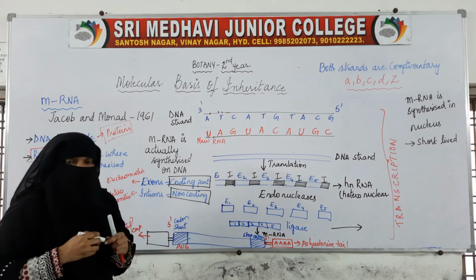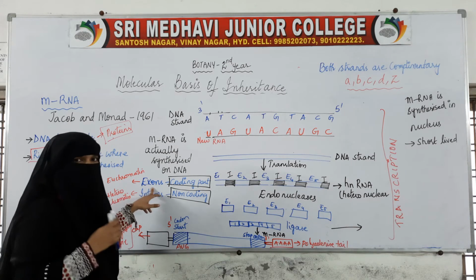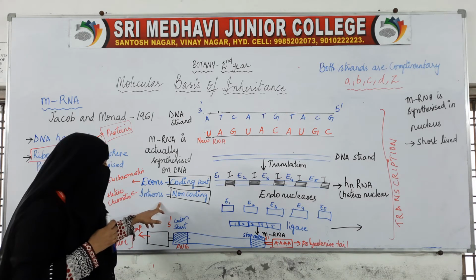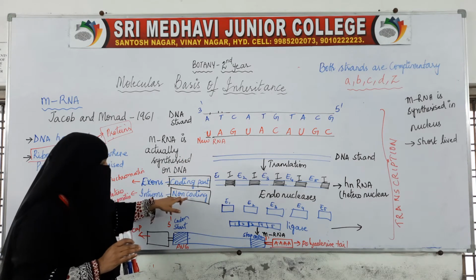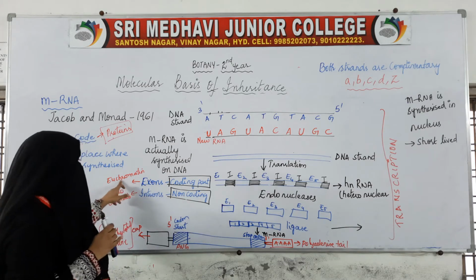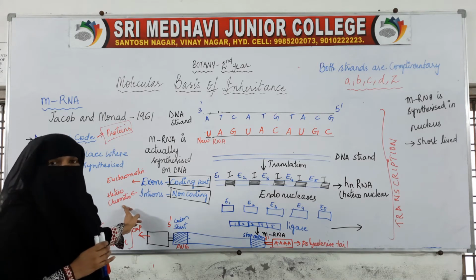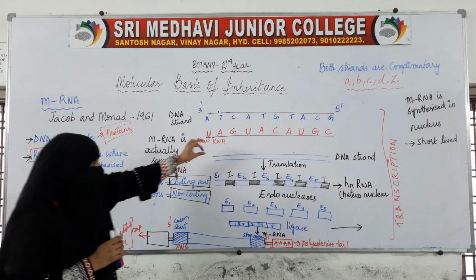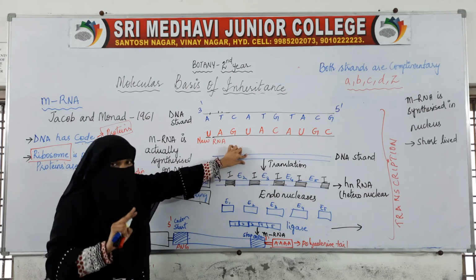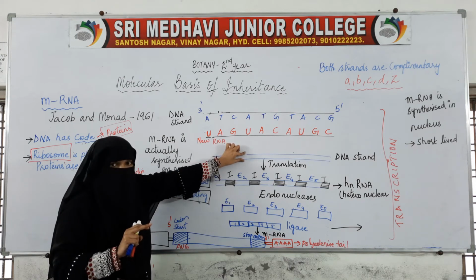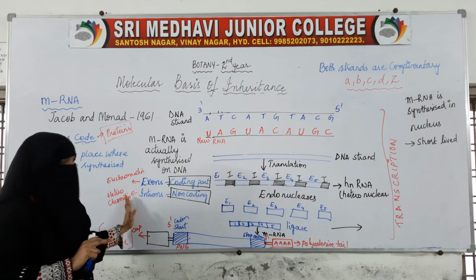One will be the coding part and one will be the non-coding part. So on this DNA we have two parts, the coding part and the non-coding part. The coding part on this DNA is called euchromatin and the non-coding part is called heterochromatin.